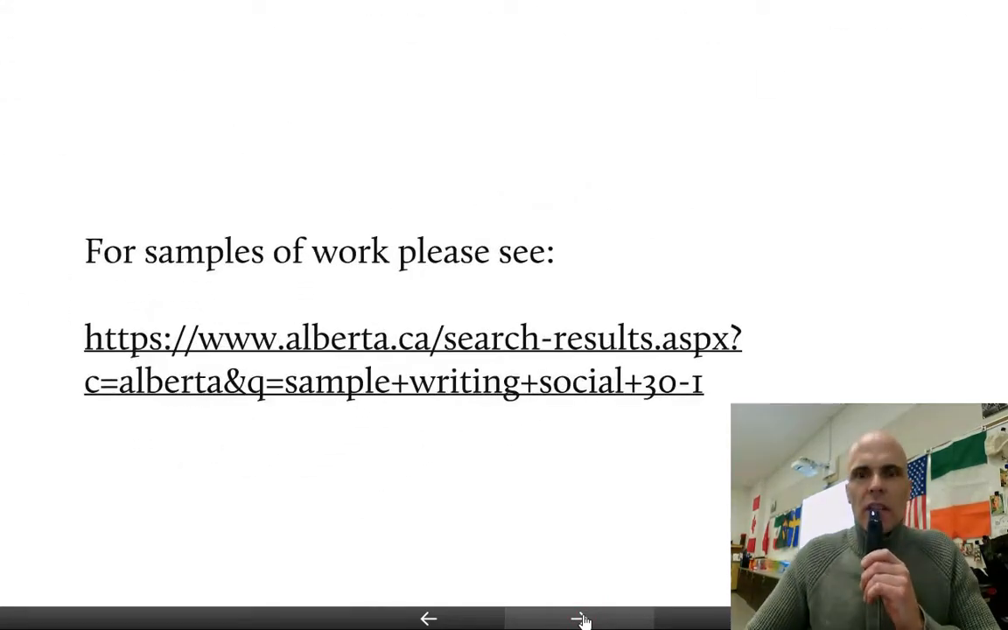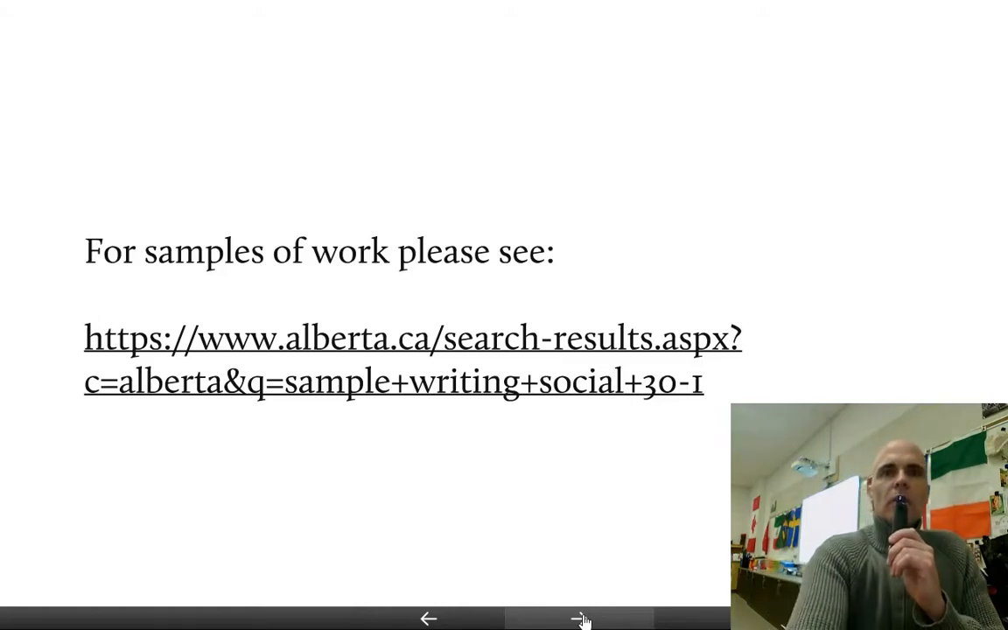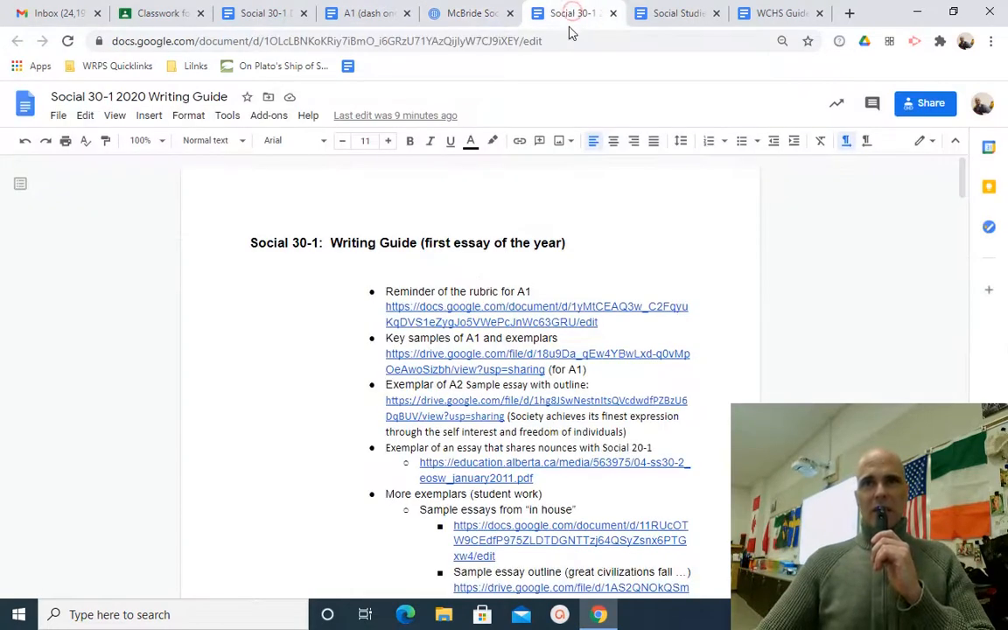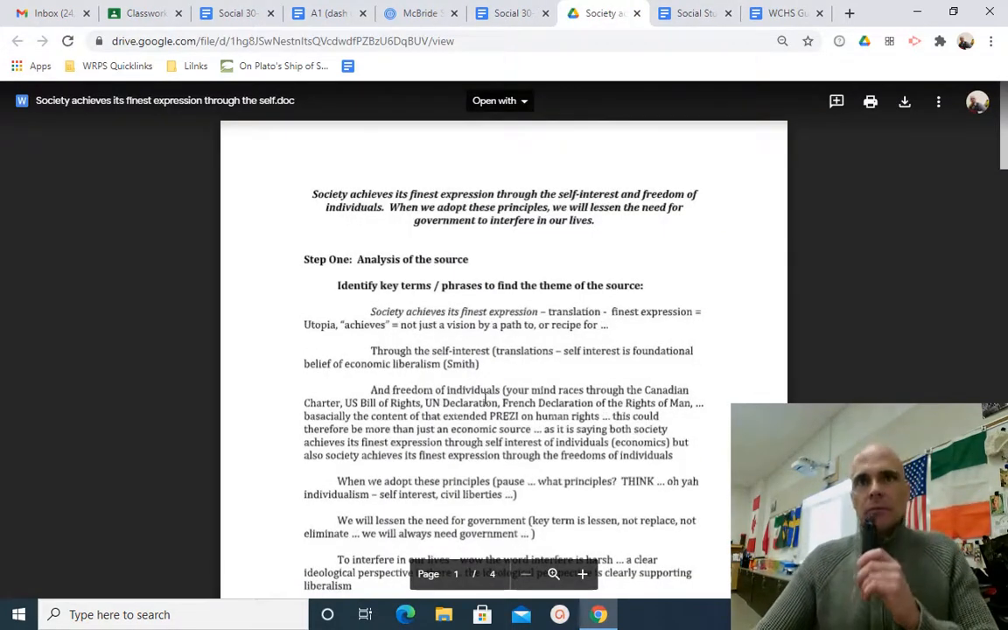Another thing that a student can do when they're facing an essay that they're writing is look at samples. So there are some exemplars online, and there's a link in my Prezi to many from Alberta Ed. So that's a starting point, but that's just a starting point. Moving on, we also can look at what an exemplar of an A2 essay might look like in terms of an outline. So we have this to look at together.